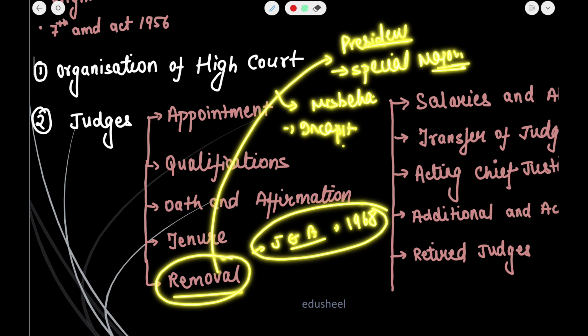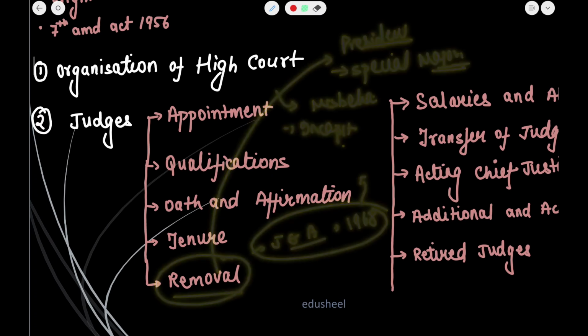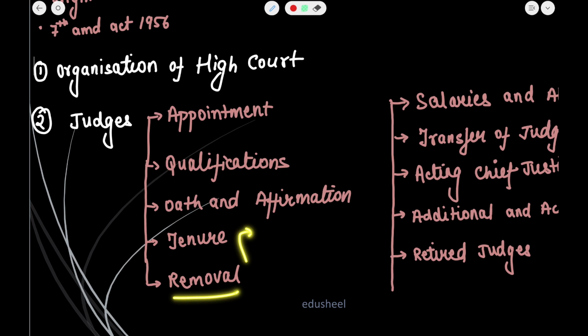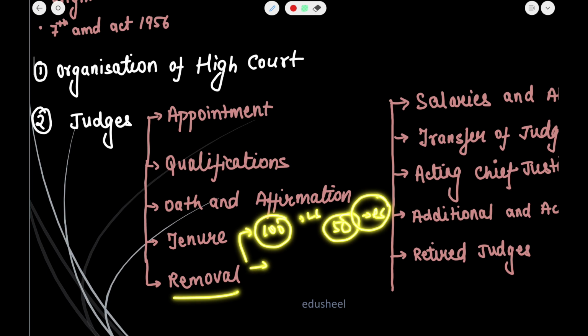I have already mentioned this Judges Inquiry Act when I was teaching you the chapter on the Supreme Court. First of all, a removal motion is to be signed by 100 members in case of Lok Sabha and 50 members in case of Rajya Sabha. When a motion regarding the removal is given, it is up to the Speaker as well as the Chairman to decide whether to accept that motion or not.